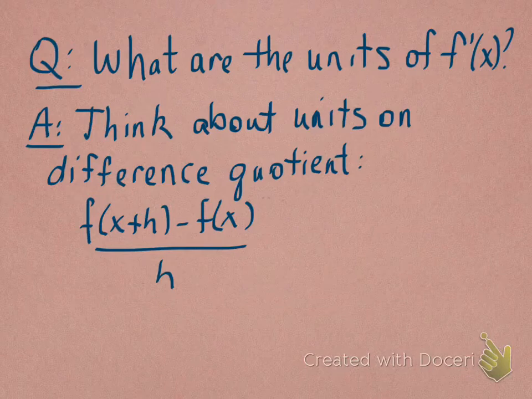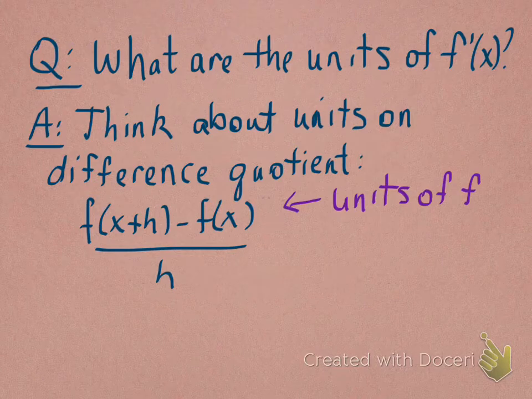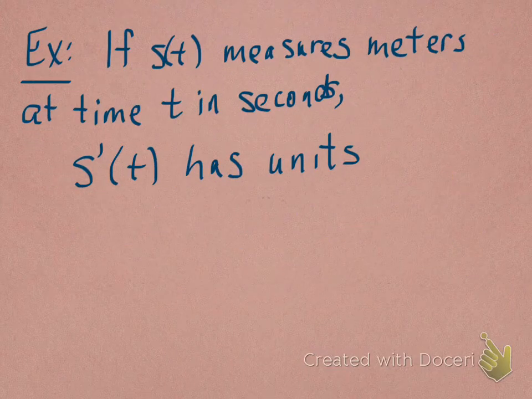Let's think about the units on the difference quotient itself. The units in the numerator, f of x plus h minus f of x, are just the units of f. The units in the denominator, h, are just the units of the independent variable. For example, if s is a position function measuring meters at time t in seconds, then the units on the derivative s prime of t are the units of s, meters, divided by the units of t, seconds. So it's meters per second.